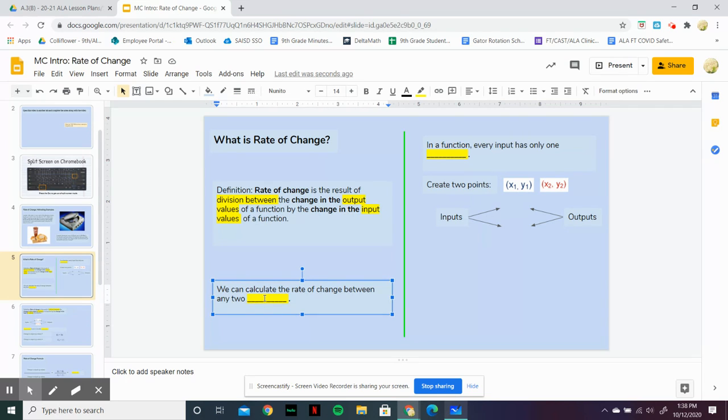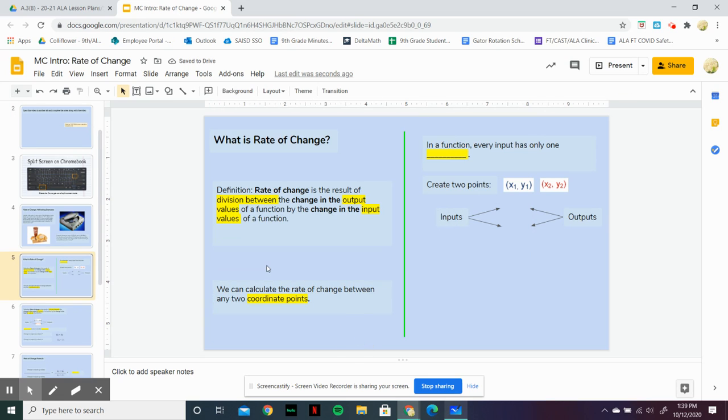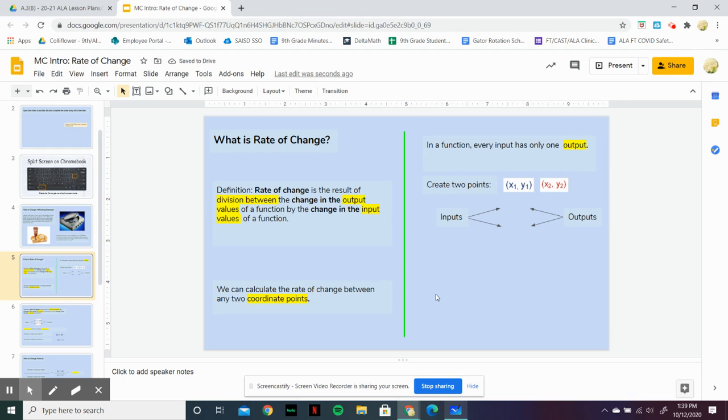And we can calculate the rate of change between any two coordinate points, because we know that if you take 2 points, you can draw a straight line in between those 2 points. Now, you should know by now that in a function, every input has only one output. So let's create 2 points with an input and an output. I'm going to take this point to be my first one. It has an input of x1 and an output of y1.